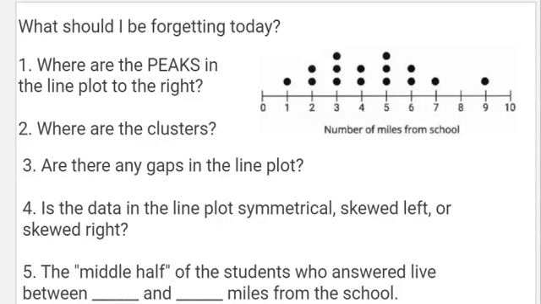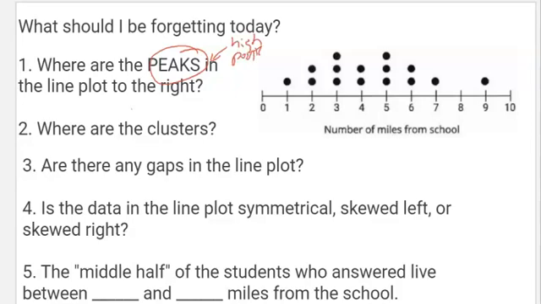Let's check that memory, y'all. Hope this stuff seems familiar from yesterday. Just a quick review because we're going to be going over something similar to this today. So where are the peaks in the line plot? Remember, peaks are things like mountain peaks. They're high points or like tops.